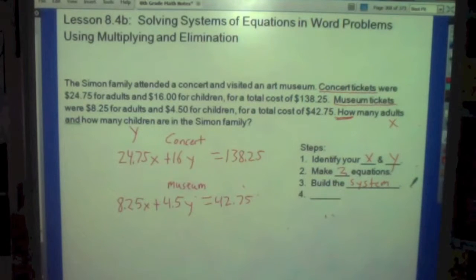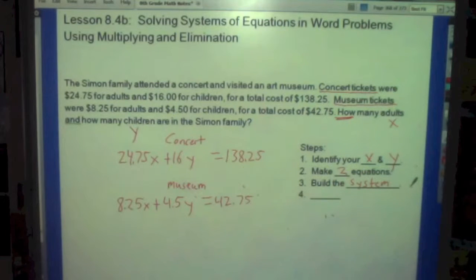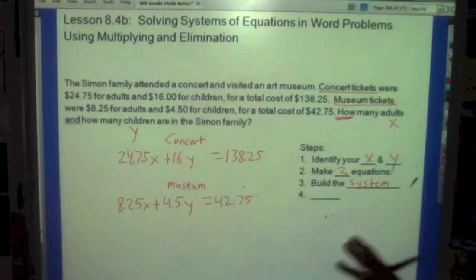So, now that I built my two equations, I want to use that nice shortcut that we did on Friday, and I want to find a number that I can multiply one of these equations by so that I can get at least the x's or the y's to cancel out. I want either the x's or the y's to cancel. Okay? And if I'm looking at this, I take my second equation for the museum.